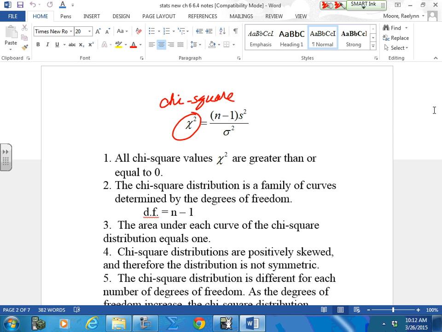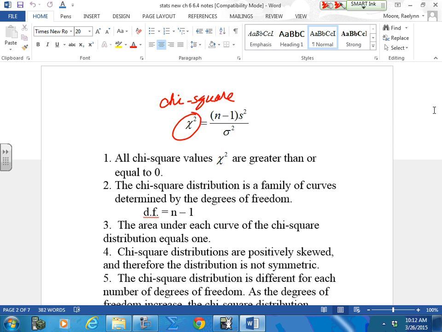It's really kind of simple when you use it. N is how many in your sample. S is your sample standard deviation squared, to be your sample variance. And sigma squared is your population variance, or your population standard deviation squared. Okay? All of your chi-square values are greater than or equal to 0. They're all positive. Whereas your z-square went negatives and positive, this is always to the positive side.